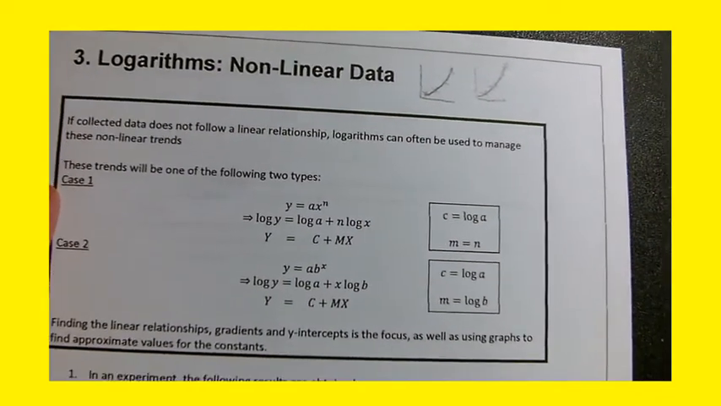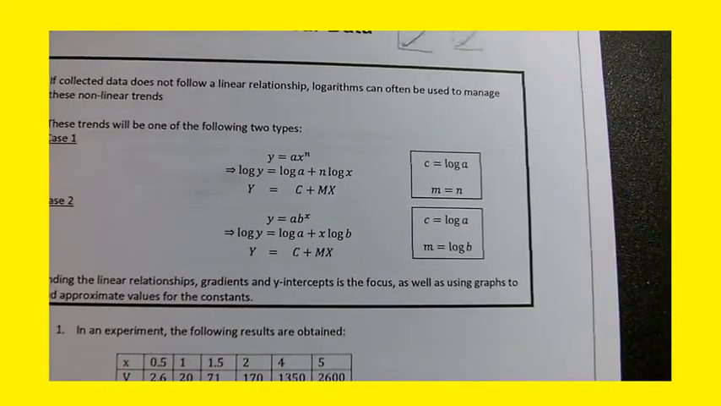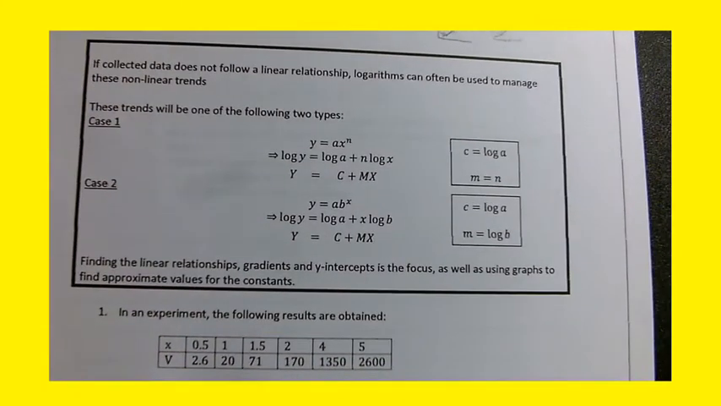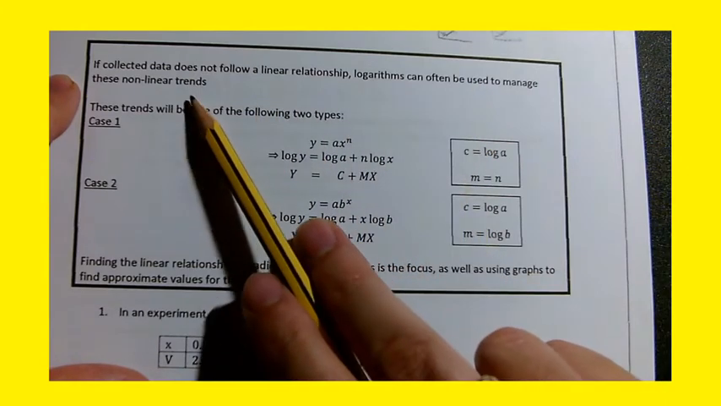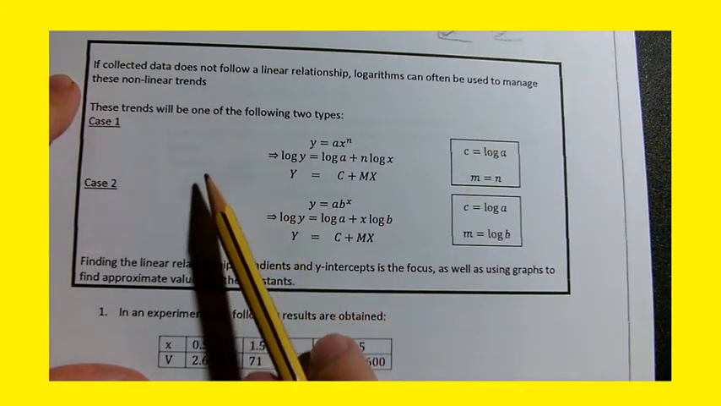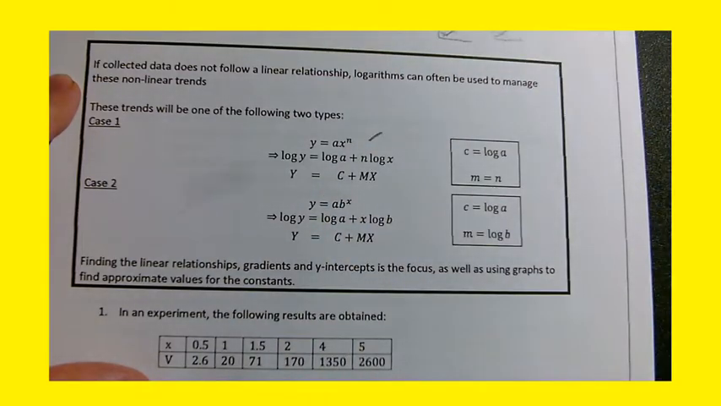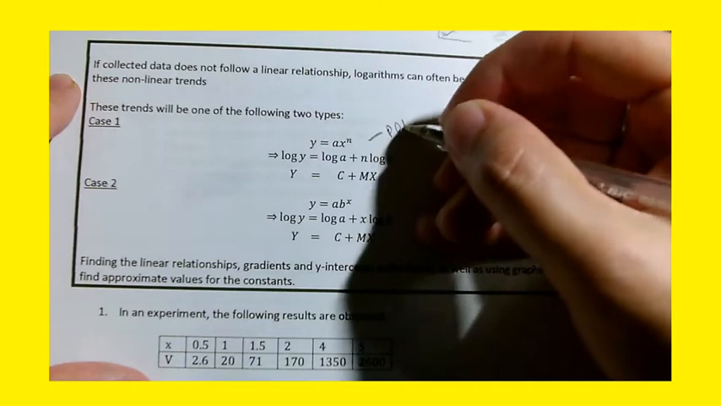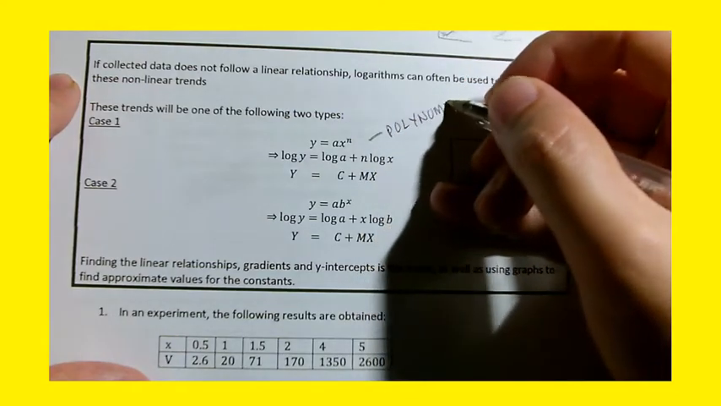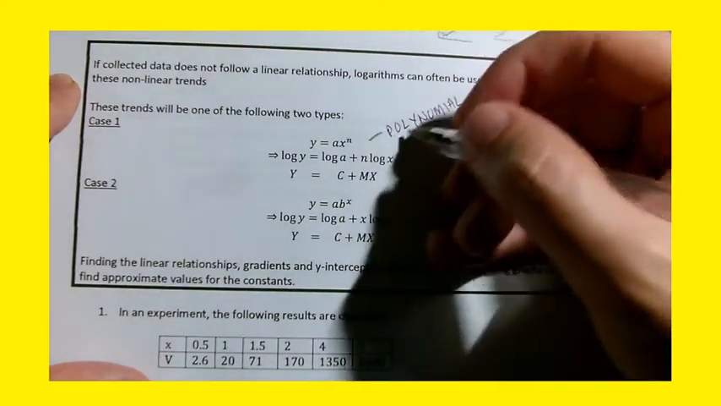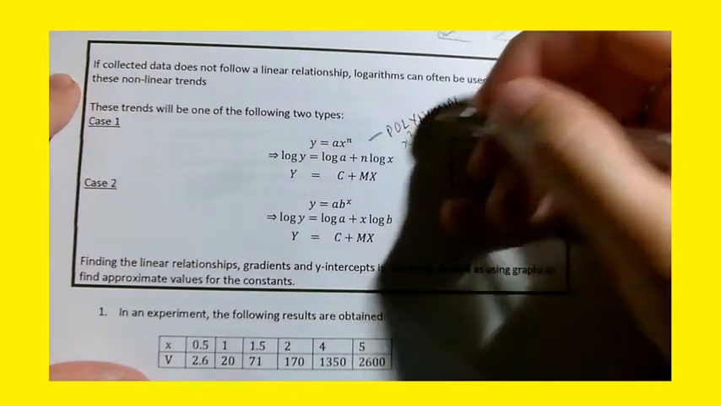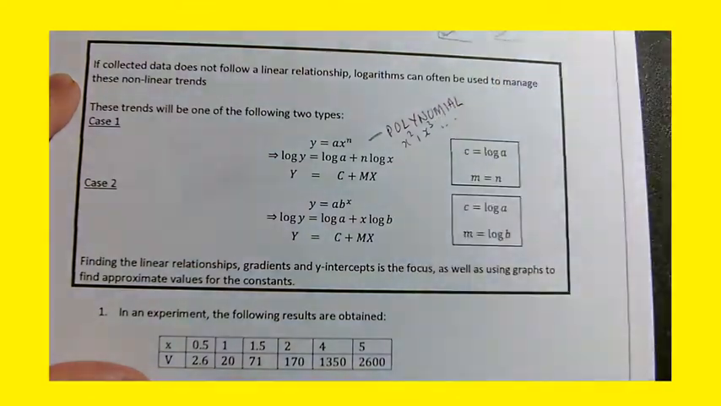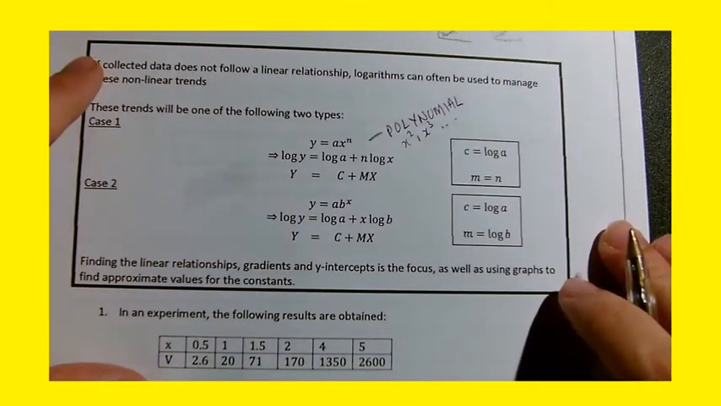If I have a look at this, a lot of what we're looking at is nonlinear data. So if we collect some data and it does not follow a linear relationship, logarithms can be used to manage these nonlinear trends. And these are the 2 types that you may have to deal with. The first type is what we call polynomial. So we could get raw data that follows an x squared graph. It could be data that follows an x cubed graph, etc. Anything like that, x to the power of any number.